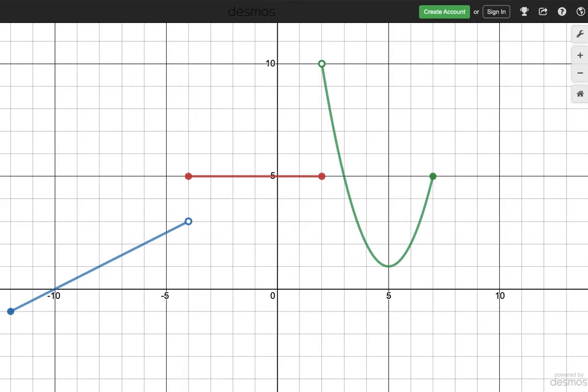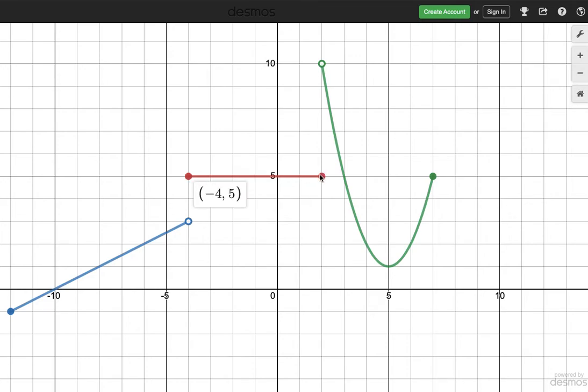I have this blue piece right here, which is a linear function, and we'll see that its endpoints are negative 12 and negative 4. It's defined at negative 12. It's not defined at negative 4. And we also see this red graph right here. This has a slope of 0, meaning it's just going to be y equals a number.